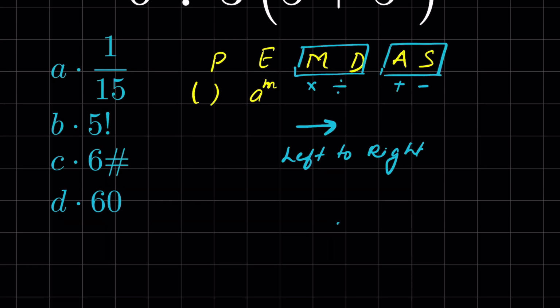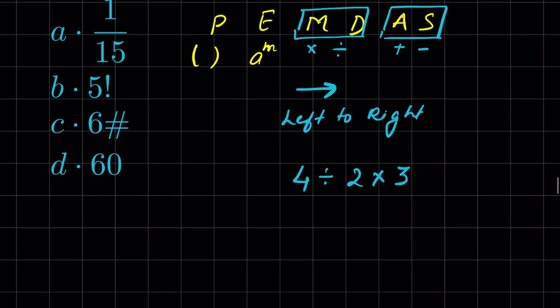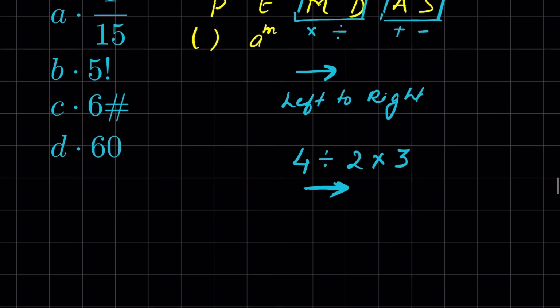For example, if you get a question like 4 divided by 2 times 3, how would you solve this? If you follow PEMDAS and do multiplication first, then it will be 4 divided by 6. But this is not how it's done. We follow the left to right rule. From left to right, we have division first. So it will be 4 divided by 2, that is 2, then times 3, that is equal to 6. So this is what the left to right rule means.